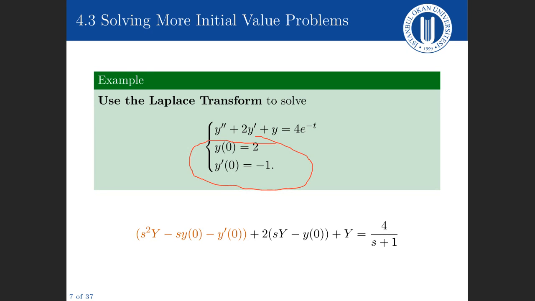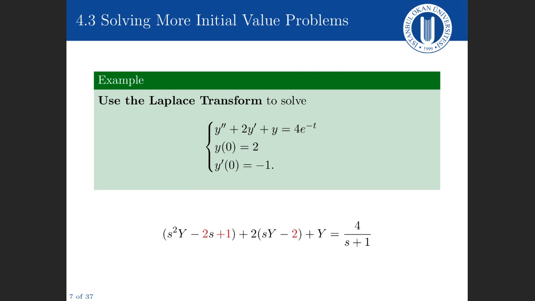Y of 0 is equal to 2. We have a 2 just here and a 2 just here. Y prime of 0 is minus 1, so minus y prime of 0. This is all going to be plus 1. There we go.